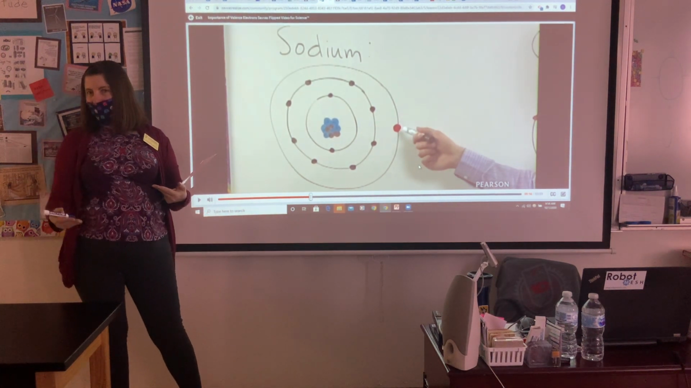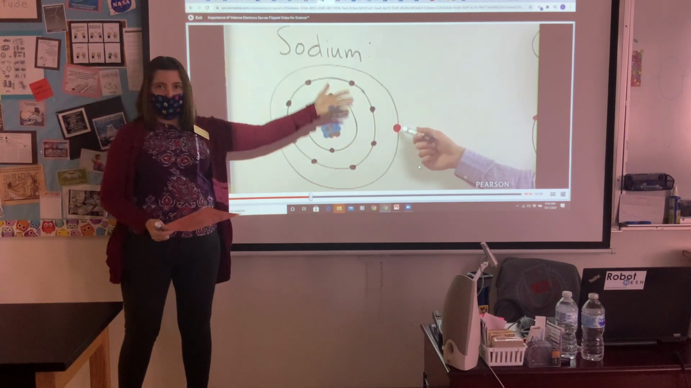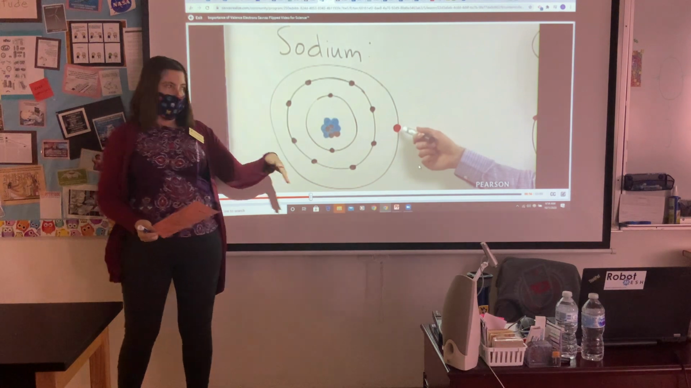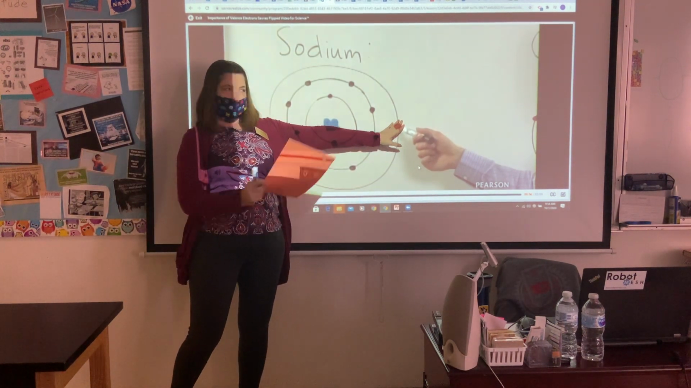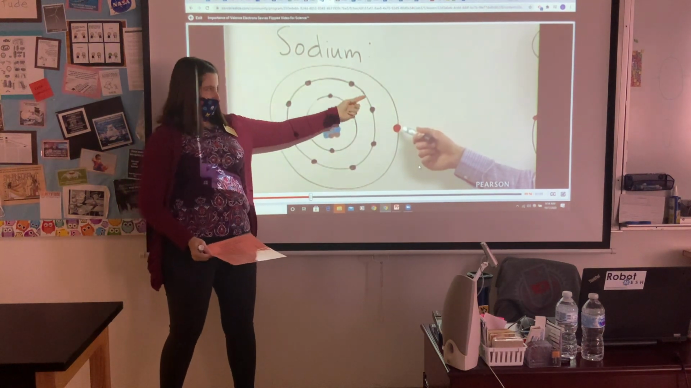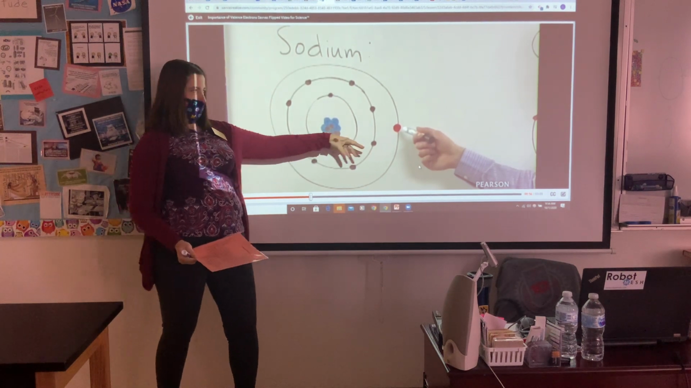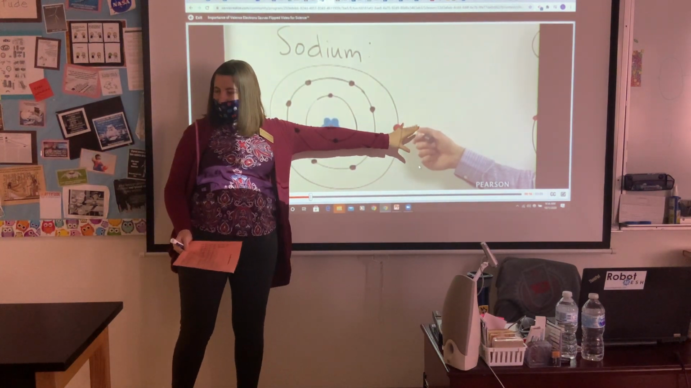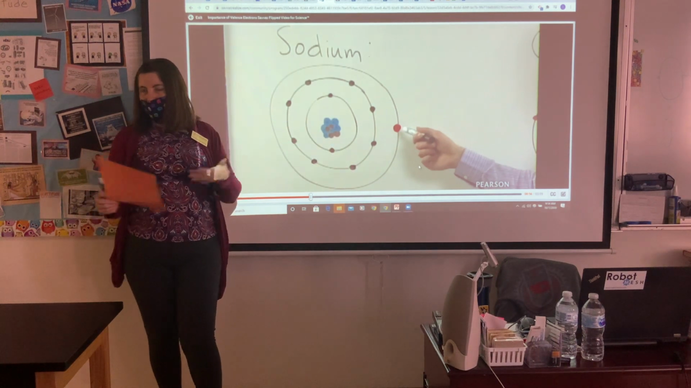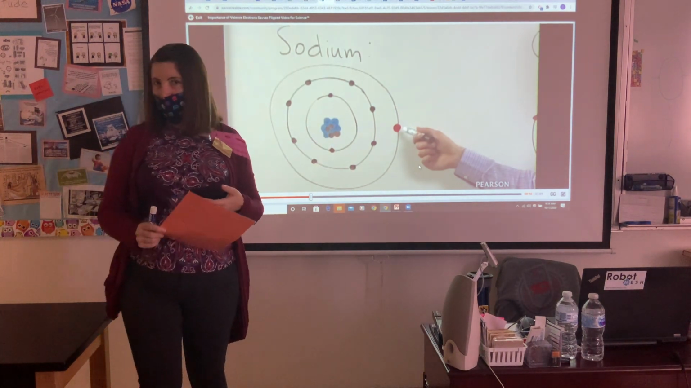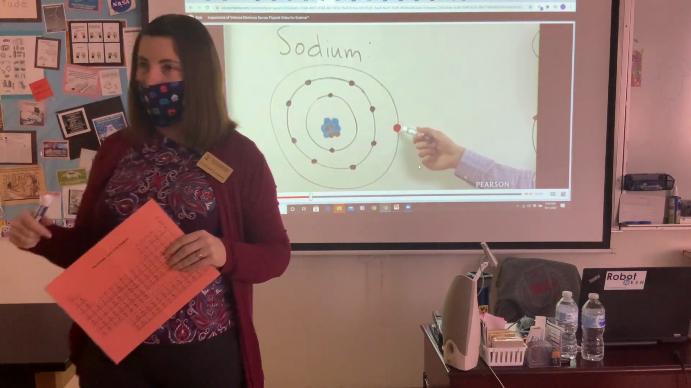And it wants those friends to either have a full outer shell or to, in some cases, give up that valence electron so that it will just have the next most innermost one complete. It doesn't want to have these lonely little valence electrons on the outside. It wants to pair up, it wants to have friends. Okay? And there's an easy way to find this other than drawing a Bohr model.